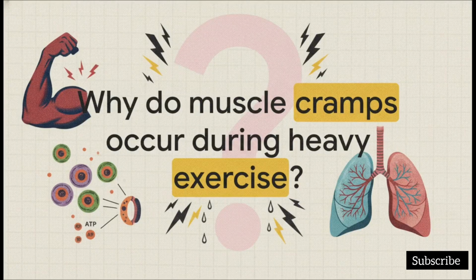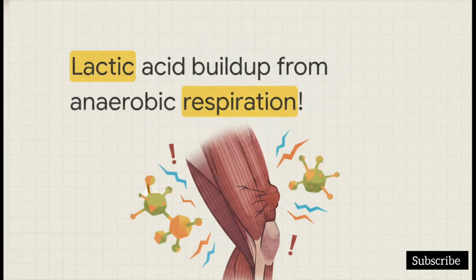Okay, next up. Why do muscle cramps happen during heavy exercise? You're lifting or running, and bam, out of nowhere, you get a cramp. Why does that happen? Well, it's because your oxygen supply just couldn't keep up with the demand. Your cells were forced into anaerobic respiration, and because of that, lactic acid started piling up in the muscle tissue. That lactic acid buildup is the direct biological cause of that cramping pain.